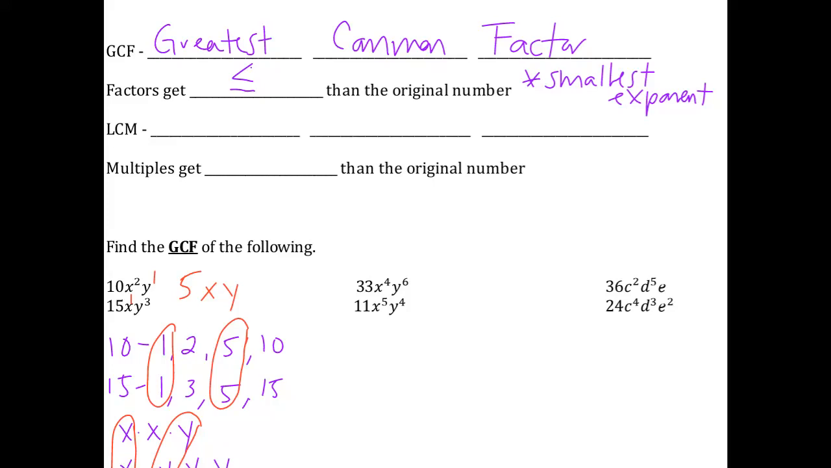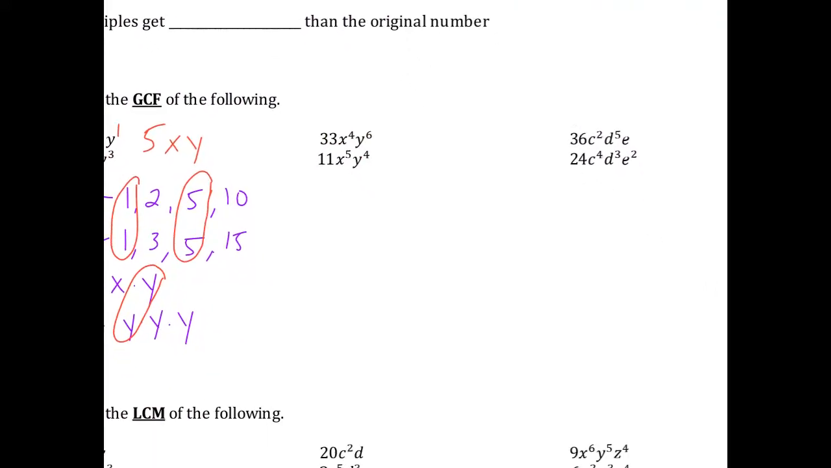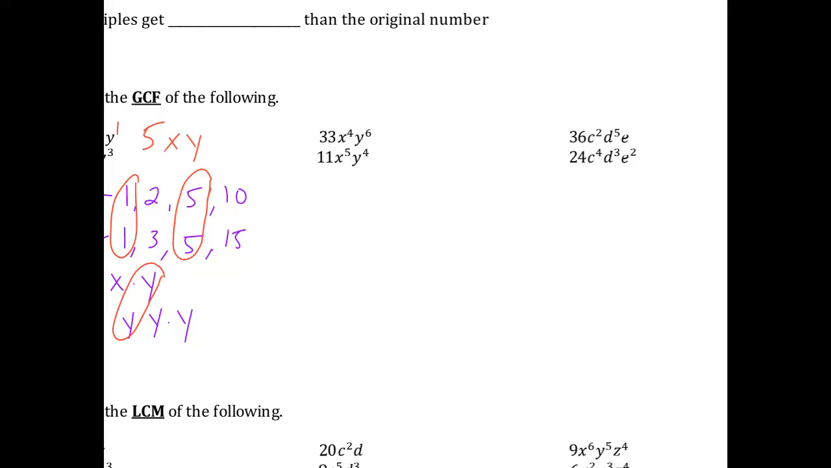Okay, let's try another one just to get this down. So the second one is 33x to the 4th, y to the 6th, and 11x to the 5th, y to the 4th. So in this case, first and foremost, we'll write out our factors. So 1, 3, 11, and 33. And then 1 and 11, because 11 is a prime number. So note here again, there's 2 common factors, the 1 and the 11. If we want the greatest, then obviously 11 is the way to go.